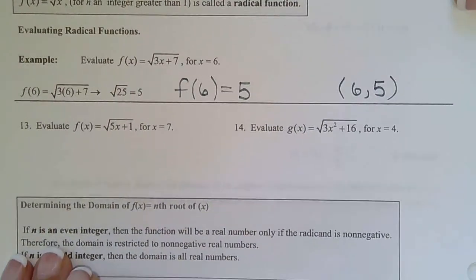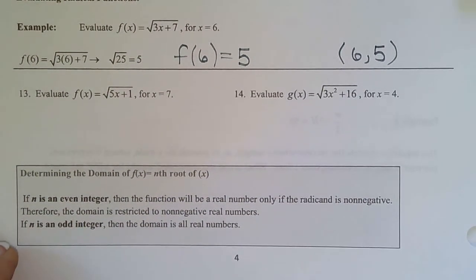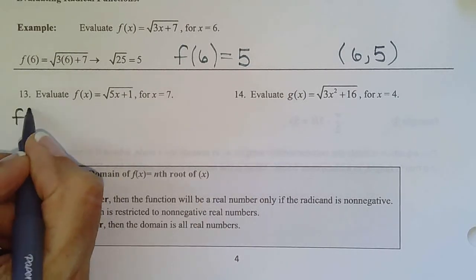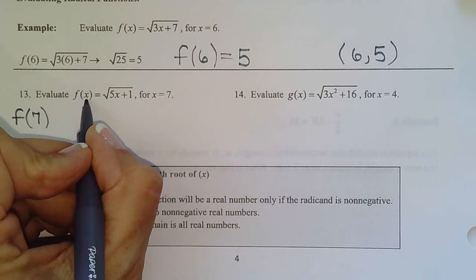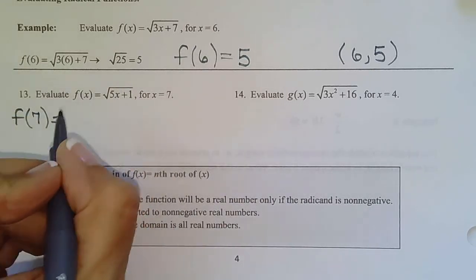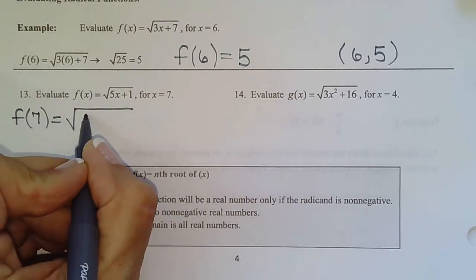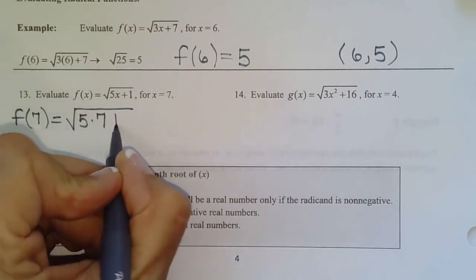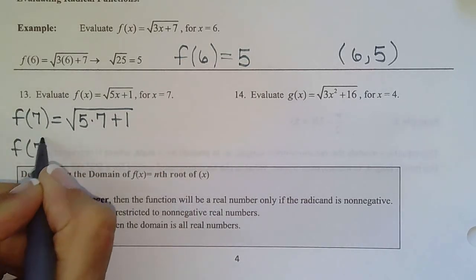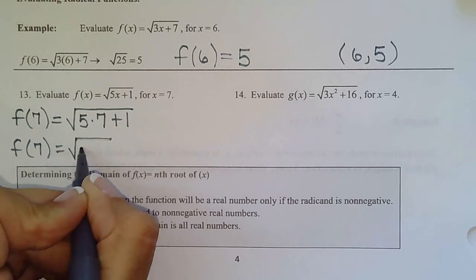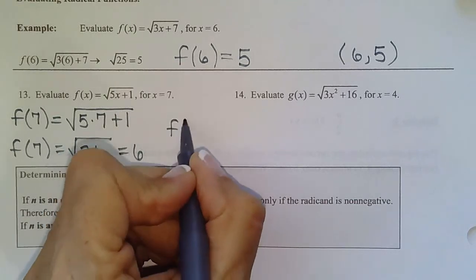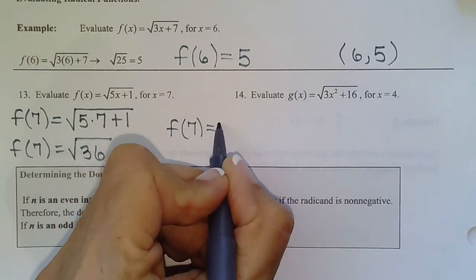Okay, so let's do the first one, and then you can do the second one. So this says x is 7. So f of 7, so I see an x here and I see an x here. So everywhere you see an x, you plug in 7. So I put a 7 there, and then I'm going to go 5 times 7 plus 1. 35 plus 1 is 36. So f of 7 equals square root of 36, which is 6. For my final answer, I write f of 7 equals 6.